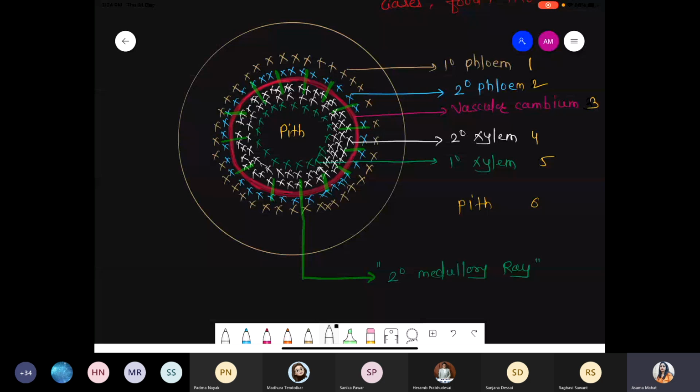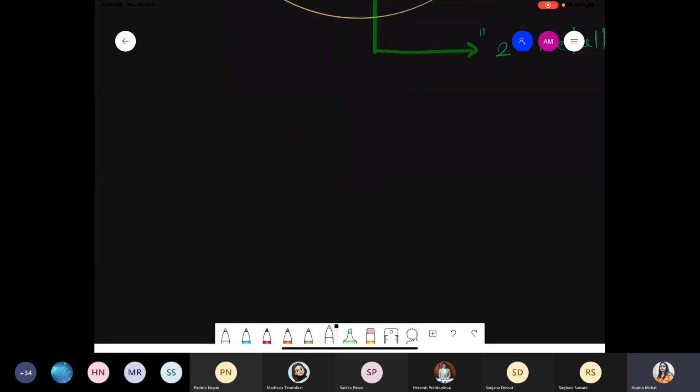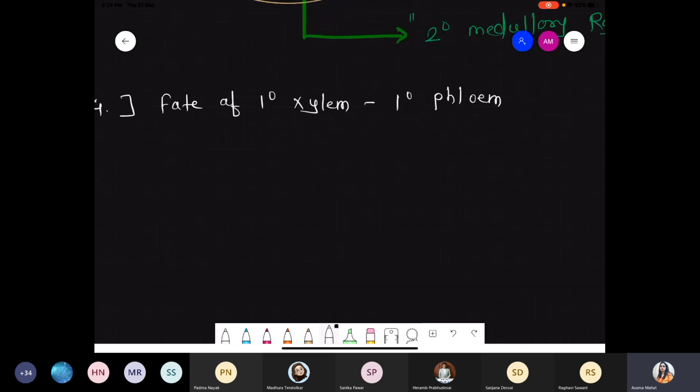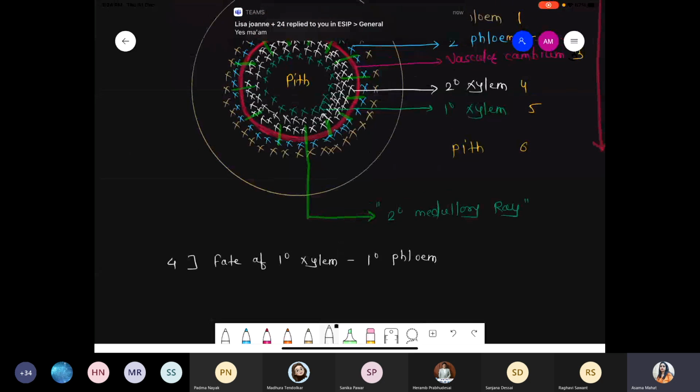Chalo. So 1, 2, 3. Now we are talking about the fourth step. What is exactly the fate of primary xylem and primary phloem? Fate of. It's very important. Just listen carefully. Now, what happened? Due to activity of the vascular cambium toward the outer side and the inner side, some cells get cut and convert into secondary xylem and secondary phloem.